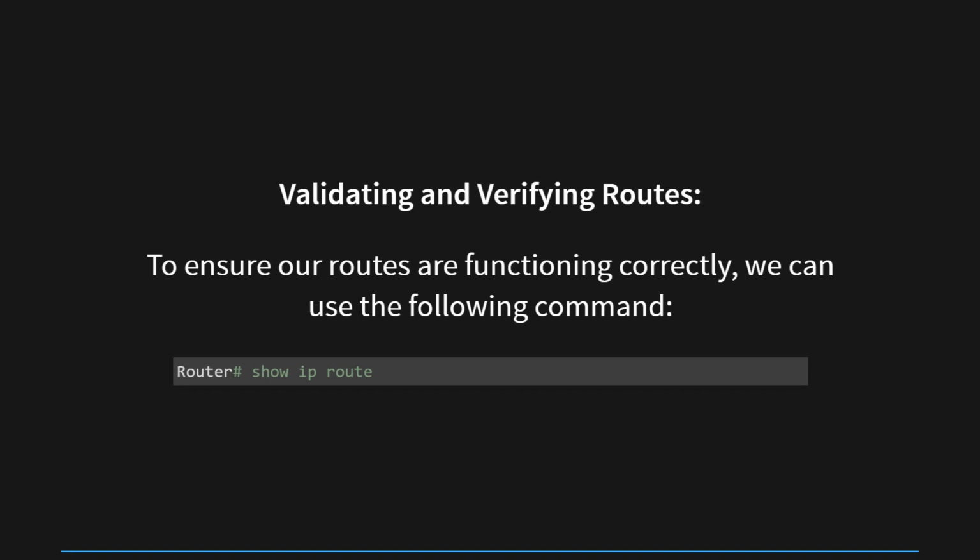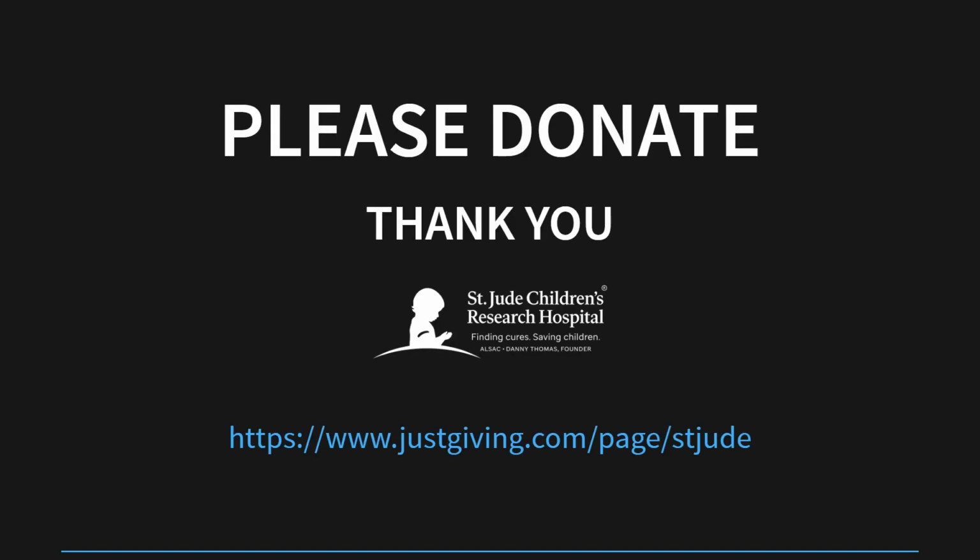In conclusion, static and default route configuration are essential aspects of routing in a network. Static routes are manually configured and are useful for specific routing requirements, while the default route acts as a catch-all gateway for unknown destinations.